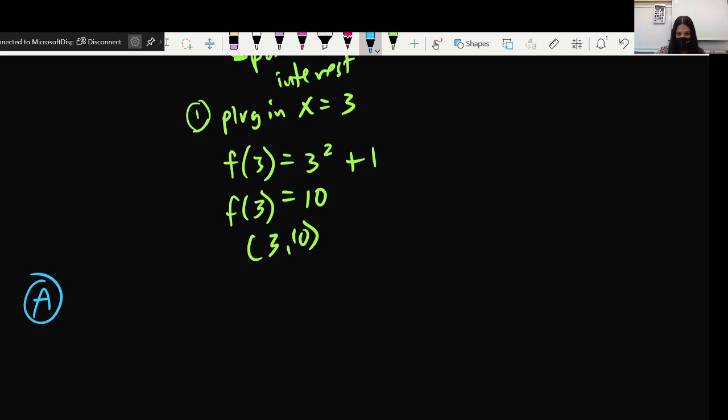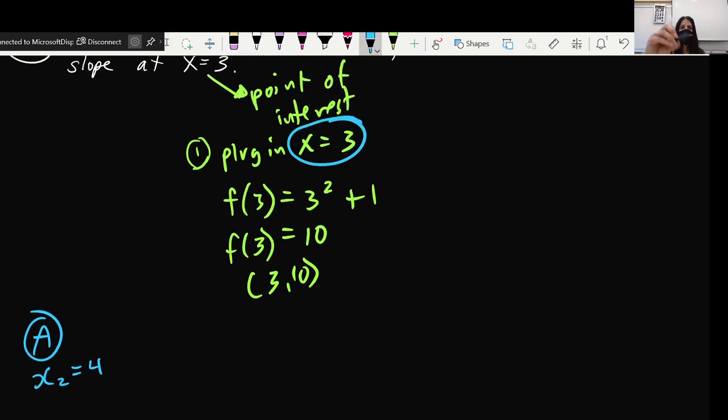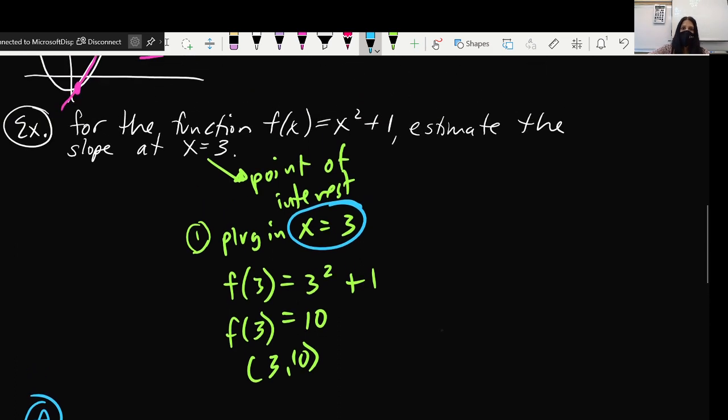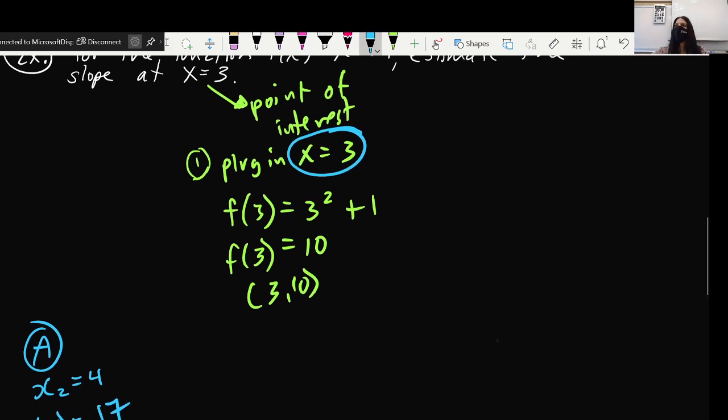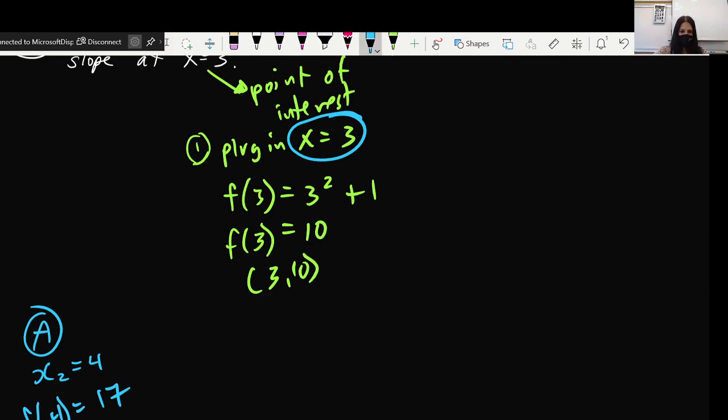I'm looking at another point where maybe my x2 point would be at 4. Again, my first point of interest was at x equals 3, so I'm going to pick one that's a little ways away from there. I'm going to go for 4. If I plug in f of 4 into our equation, x squared plus 1, we find that we get 17, right? 4 squared plus 1, so that makes sense. So now we have this point that's (4, 17).